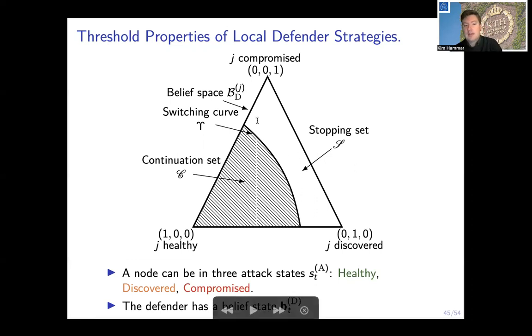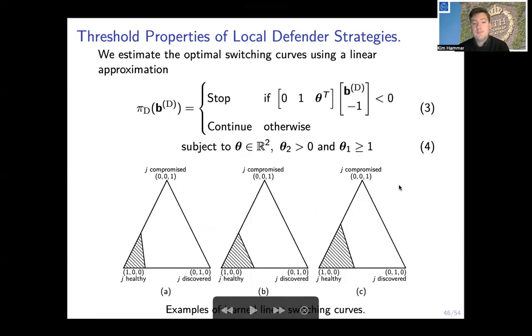And this curve can be estimated very efficiently with a linear approximation. So we just estimate these lines, basically. And to do that, we only need to learn two parameters, two coefficients. So we don't need to learn thousands and thousands of weights in a neural network. It's sufficient to just learn two parameters. And here you see three examples of such lines that we've estimated for three different nodes in the infrastructure.